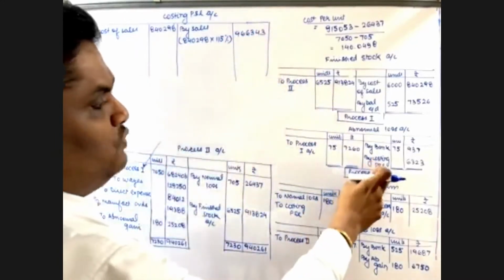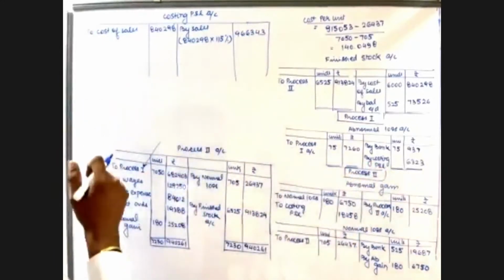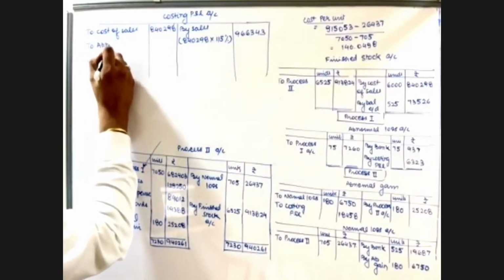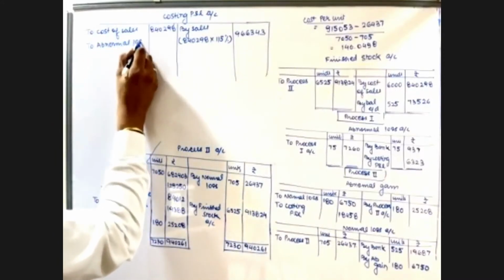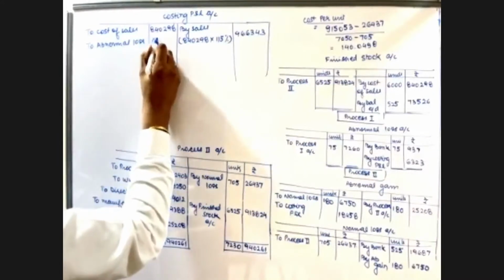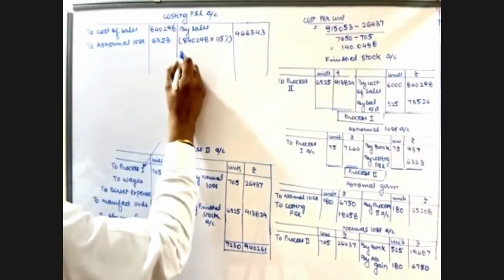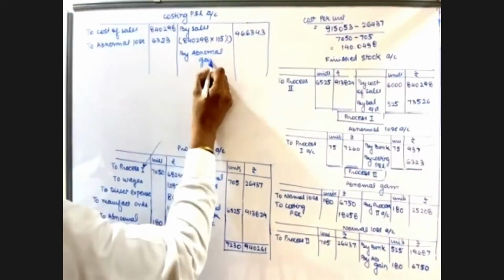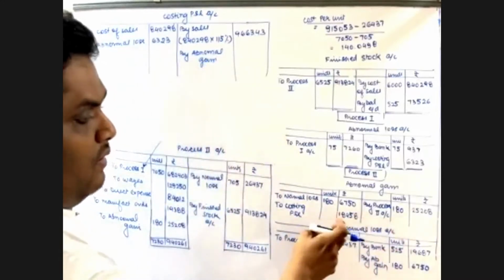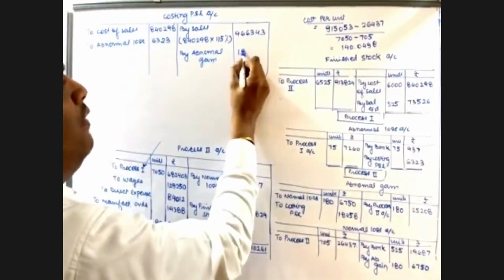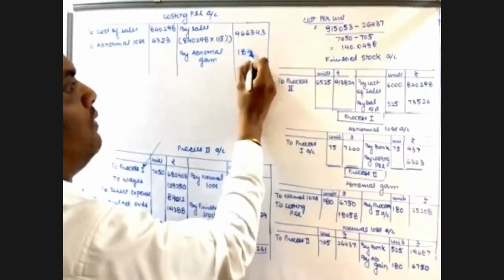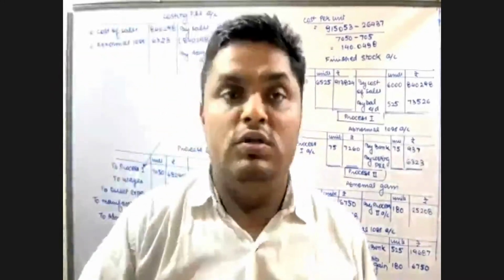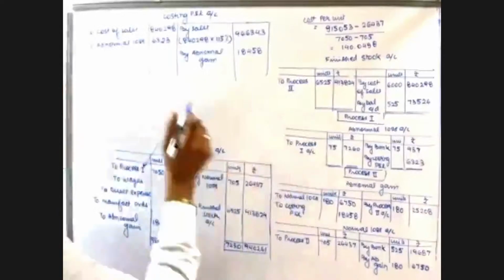Further, this amount is to be transferred to costing P&L. So to abnormal loss 6323. Further, by abnormal gain, that is 18,458. So finally, we'll calculate the net profit.